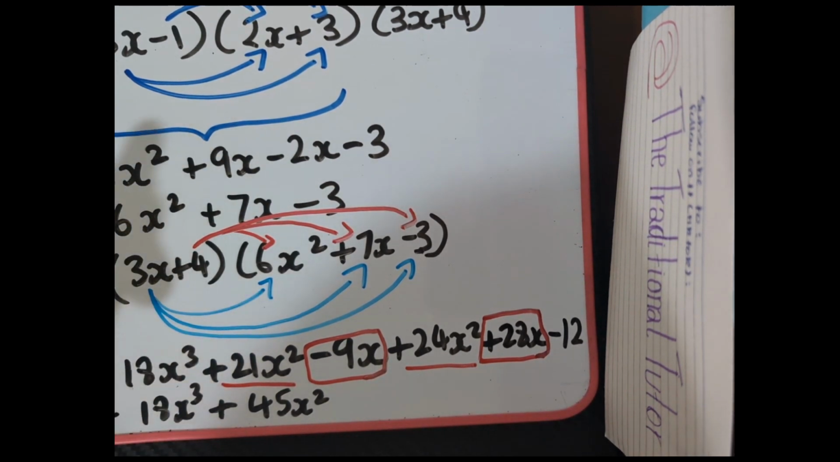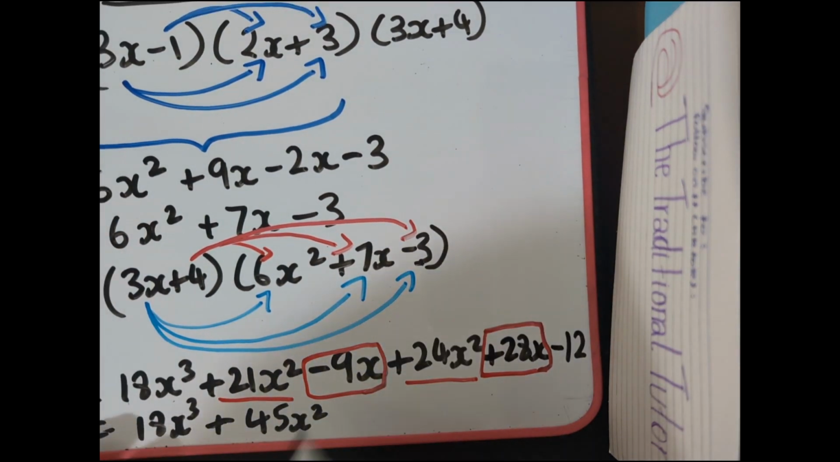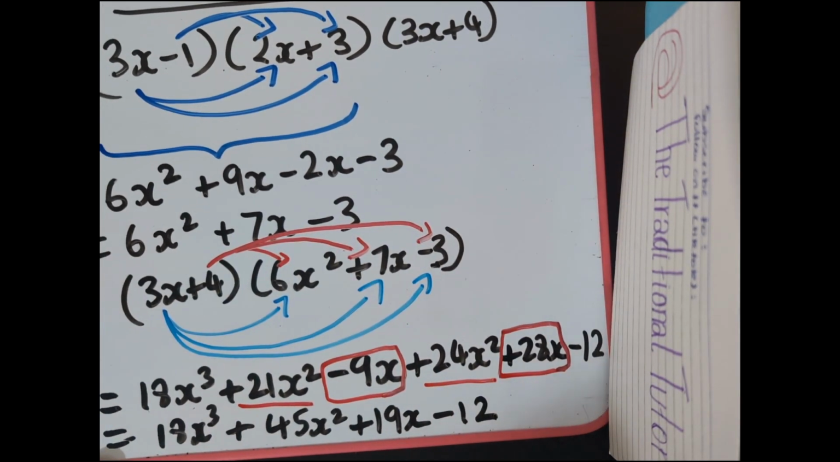Imagine you get minus 9 on the number line, you're adding 28 to it, so you get positive 19x, and then lastly I've just got my negative 12. And here is the answer.